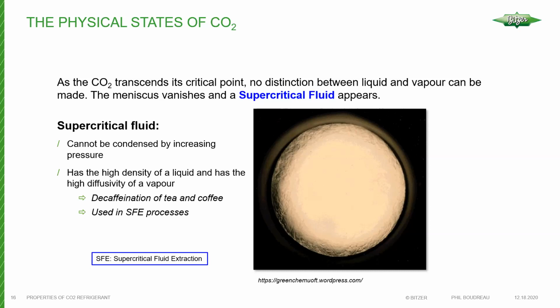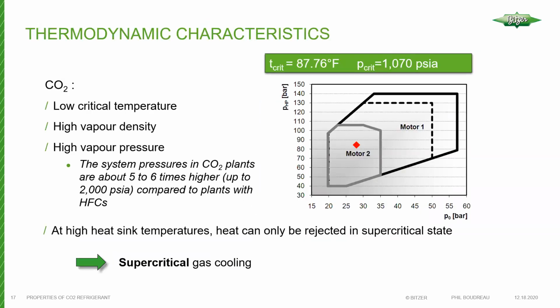As a supercritical fluid, it has the high density of a liquid and the high diffusivity of a vapor. So it works to fill or occupy the internal volume of a container or a system as a vapor would, but it has the high density of a liquid at the same time. And just a couple of points of interest: supercritical CO2 is actually used during the decaffeination process of tea leaves and green coffee beans. It's also used in supercritical fluid extraction processes.